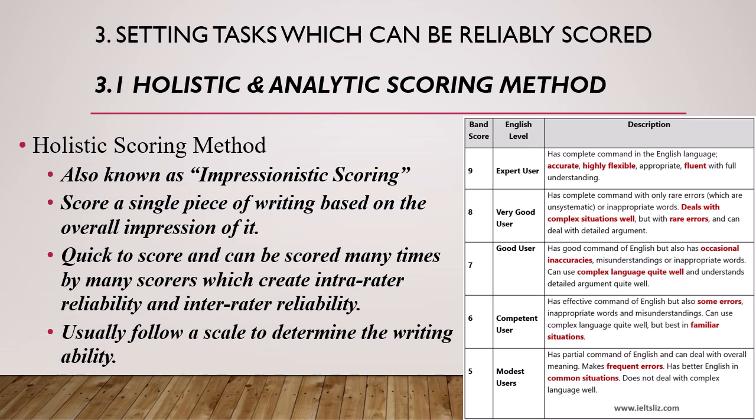Okay, for example, after going through your writing, they may just say, okay, I think this is a good user because of this, right? As you can see here, if you get a 7, that means you have a good command of English, some inaccuracy, some inappropriate words here and there, right? They're not looking in details or anything. That's what I mean by holistic scoring method. Okay, they just slap a number that determines how good you are, right? An expert user, a very good user, a competent, a modest, depending on what they think, right? What their impression is on your writing.